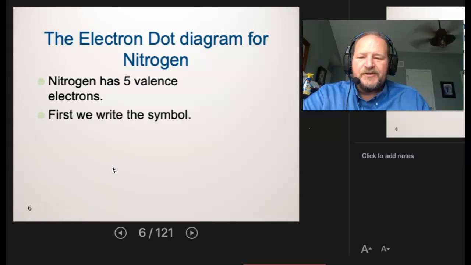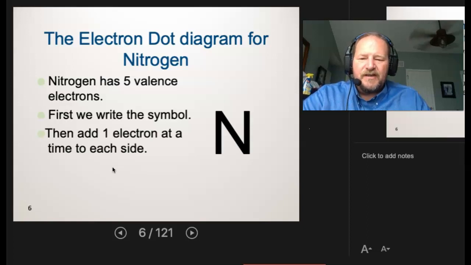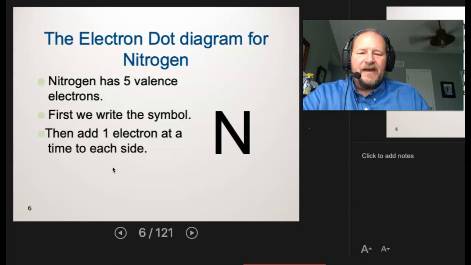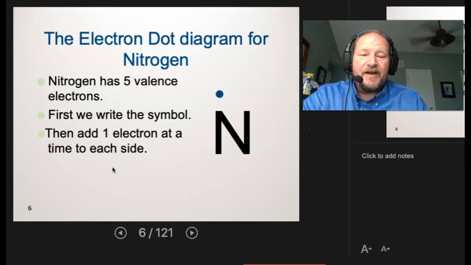And the first thing we want to do is just write the symbol. So the symbol for nitrogen would be a single letter, a capital N. Now, all we're going to do is add 1 electron to each side one at a time because we cannot pair them up until we have to. So I'm going to put the first one up top. Then I'm just going to go clockwise, but you don't have to go clockwise. They can go anywhere you want as long as you don't pair them up.